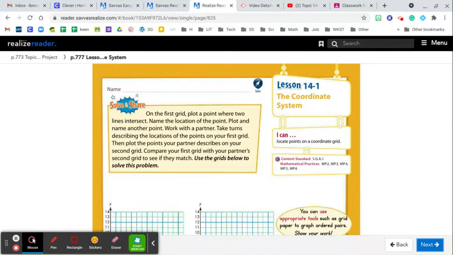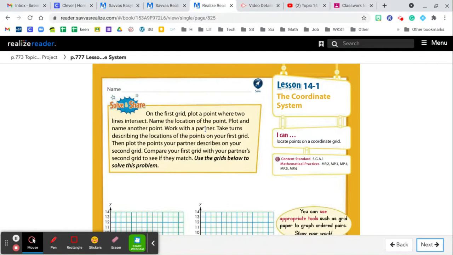All right, we're going to be using the coordinate grid system in lesson 14-1. A coordinate grid shows the exact location of an object on a grid. And we use this for GPS, you use it for maps, you use it in computer science when you're trying to do graphic design. So it is something that we use in lots of different fields.